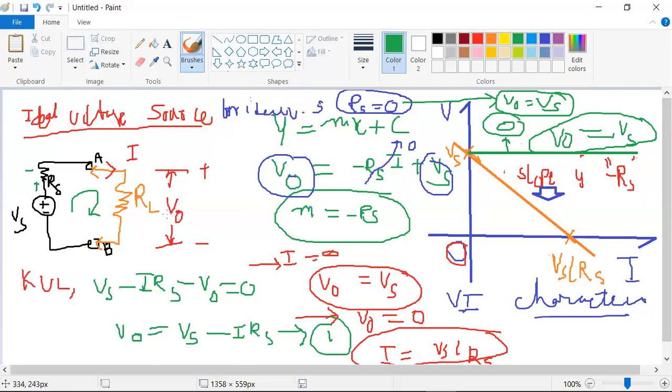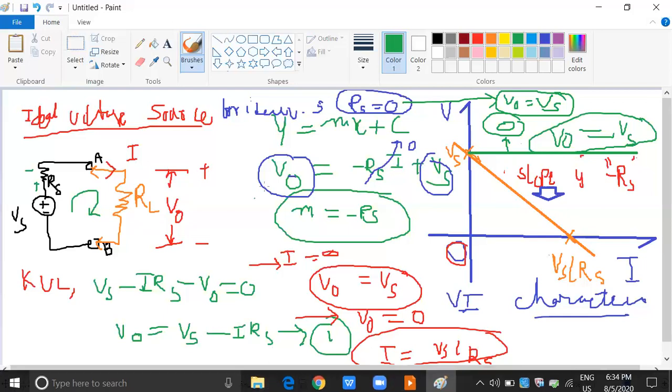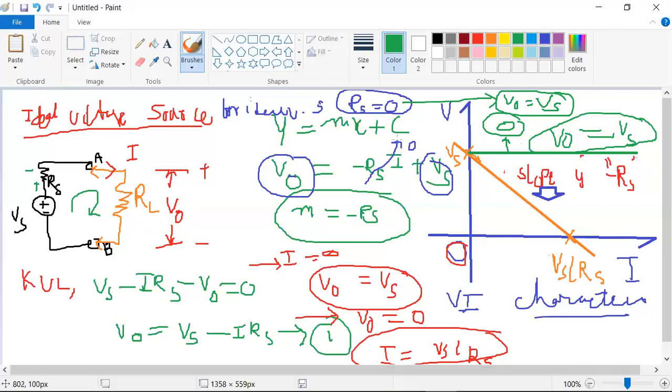So now let's see the current source. Hope you understand. So this is about the ideal voltage source.